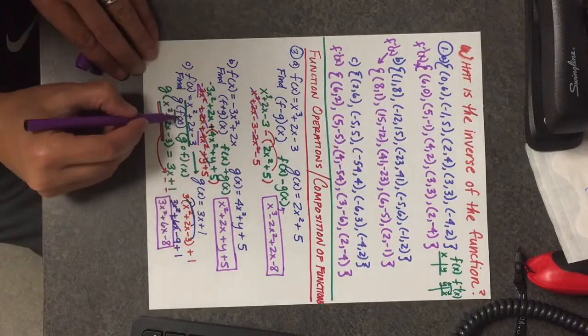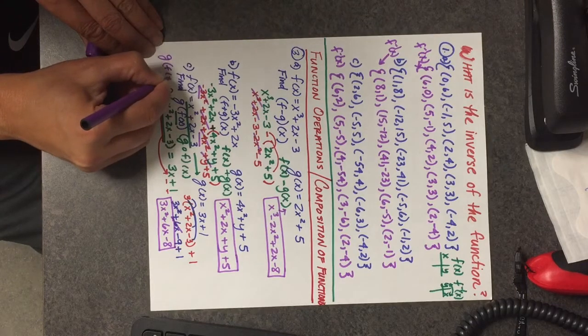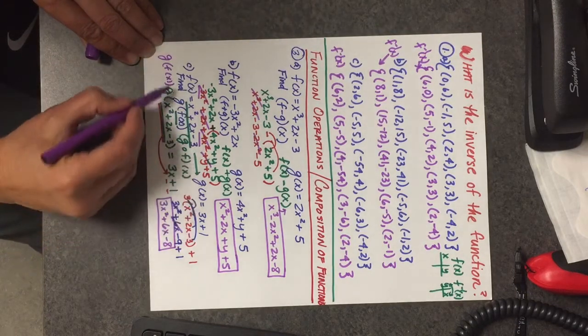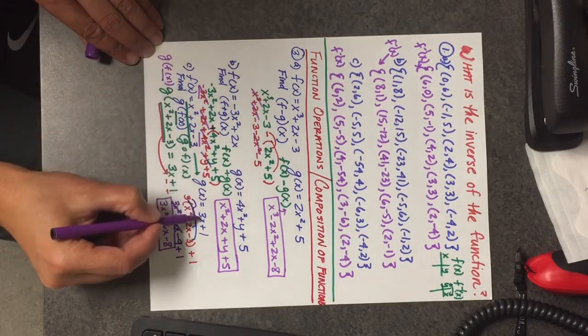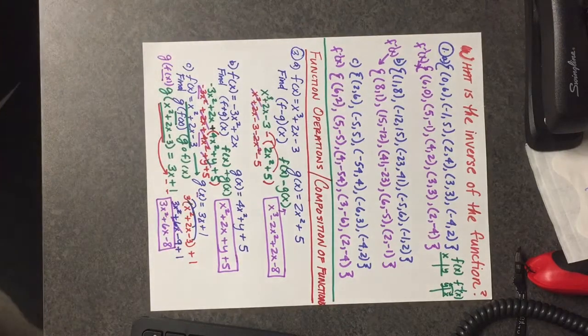Again, g of f of x, which is this, it's kind of hard to see, I think, with the way it's written. That's the way it's written. It means f of x is what you're going to plug in for x. And that is how you compose two functions.